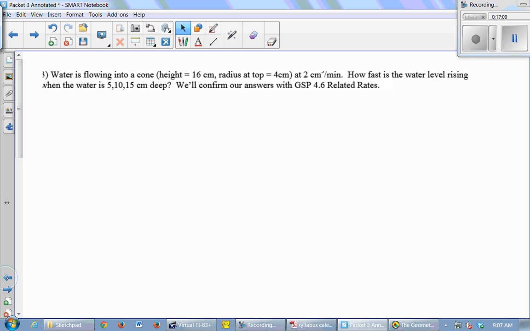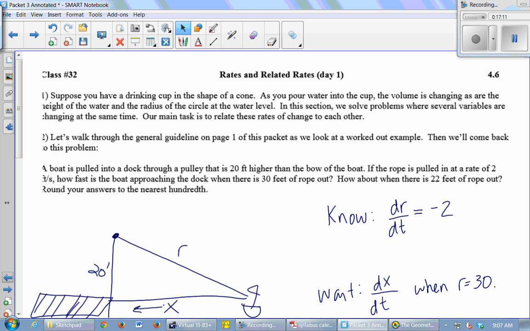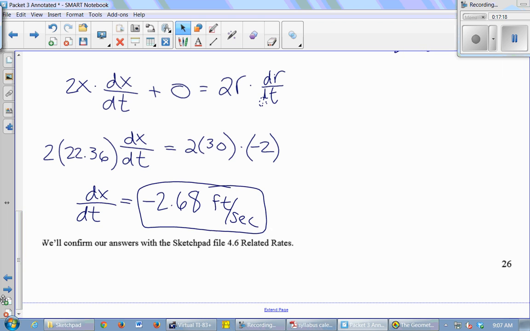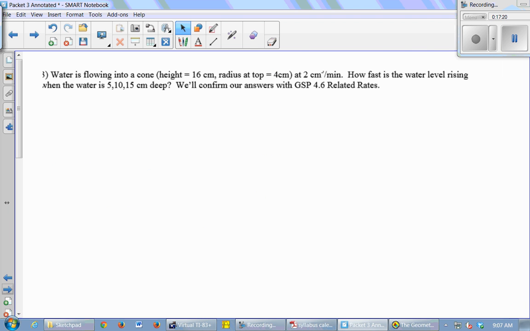Actually, was there a second part to that boat question? Oh, how about when there is 22 feet of rope out? We didn't answer that part. That's okay. All right, we're going to work on the 5.